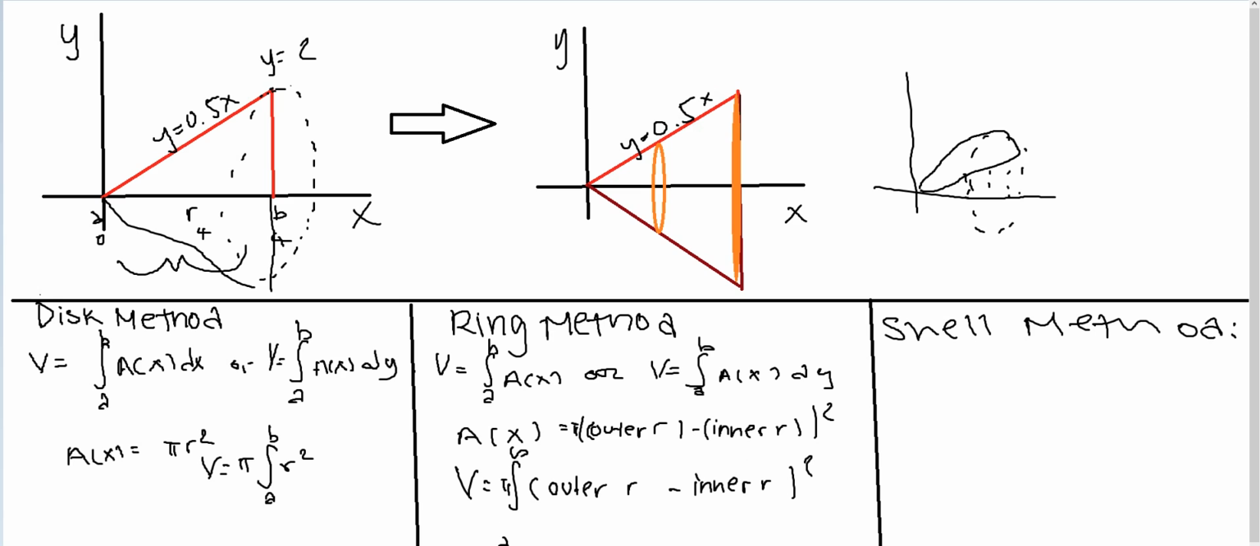Okay, now for the shell method, we can state that given that the volume is equal to the integral from a to b of A(x) dx, or V equals the integral from a to b of A(y) dy, our A(x) in this scenario is equal to 2 pi times radius times height, because we're dealing with cylinders now. Now those are our three formulas for the volume of solids of revolution.